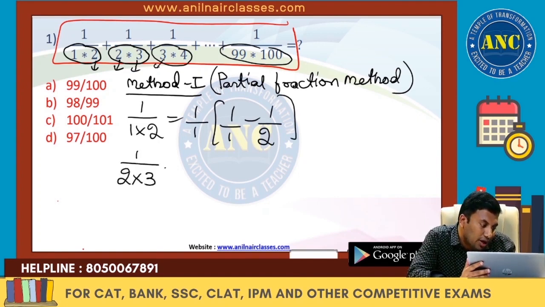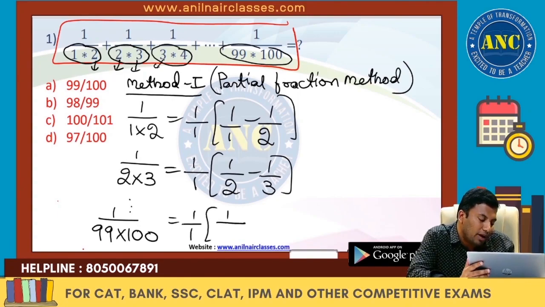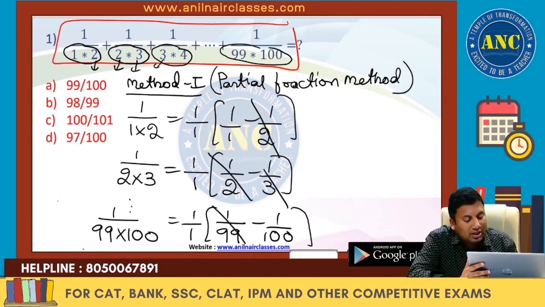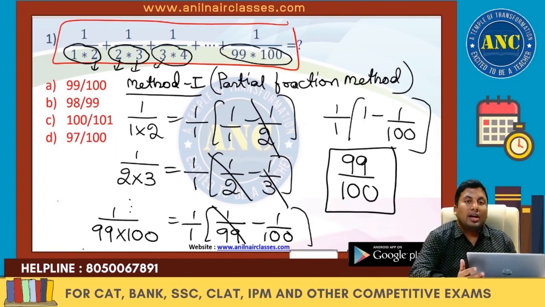1 by 2 into 3 can also be written as 1 by 1 into 1 by 2 minus 1 by 3. Similarly, if I take the last value 1 by 99 into 100, this is nothing but 1 by 1 into 1 by 99 minus 1 by 100. The idea behind writing this is that minus 1 by 2 plus 1 by 2, minus 1 by 3 plus 1 by 3 will get cancelled. The last remaining will be 1 by 1 into 1 minus 1 by 100. This is nothing but 99 by 100. The answer for this question is 99 by 100.